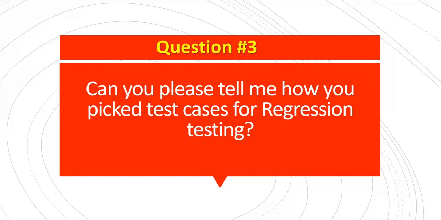Apart from this, we need to also choose some other set of test cases. Basically they are related to the impacted areas. Suppose the developer has fixed some bug, and we will choose the test cases to verify that bug. Apart from this, we need to also check the other functionalities, like the dependent functionality we need to verify. So we need to also choose the test cases which are related to the dependent functionalities.